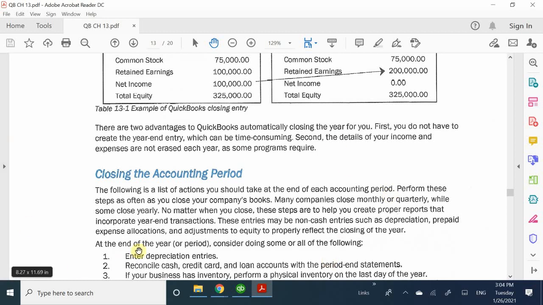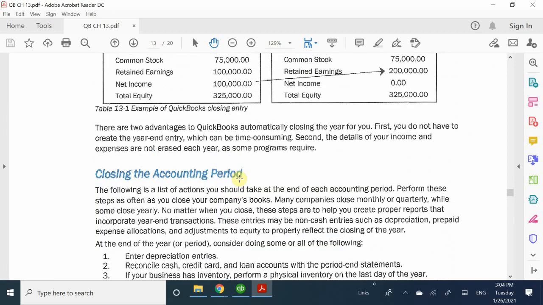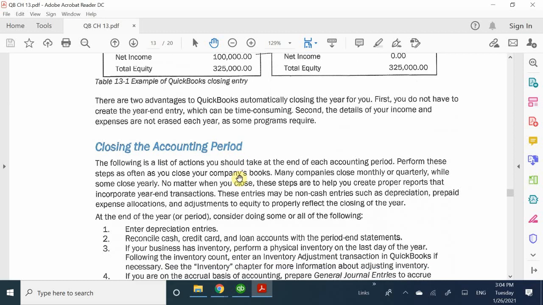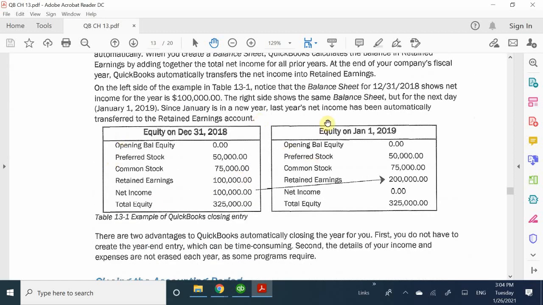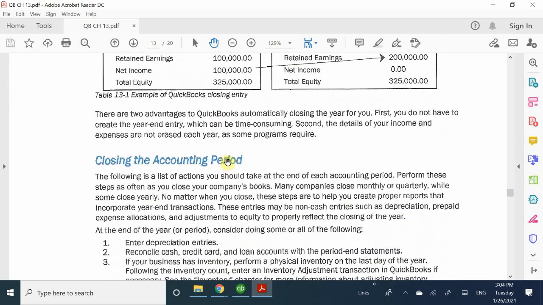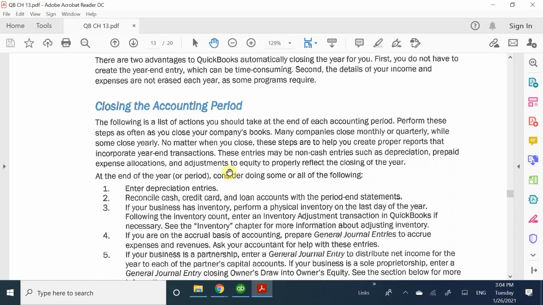Now, there are a few things that you have to do when you actually start fully closing out your accounting period, all right? So again, now that we know that this step is automatically done for us, here's what we also have to complete as well if we're planning to close out our books. So first things first, of course, is to enter in any depreciation.